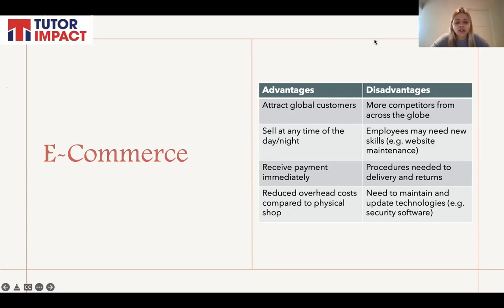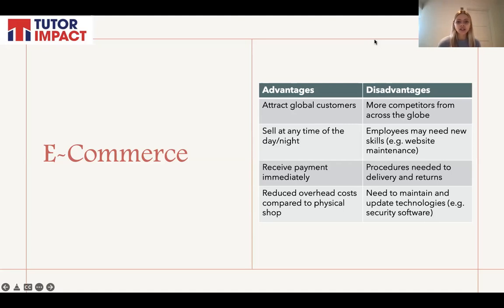So we'll start with the advantages. Advantages are that it can attract global customers. And this is because you are not prohibited by the physical location of a shop. And anyone across the world can visit your website and buy your products. This also means you can sell at any time of the day or night because you don't have those opening hours. You do not have to have staff constantly in a shop for people to be able to buy your products. The third advantage here is that you receive the payment immediately.